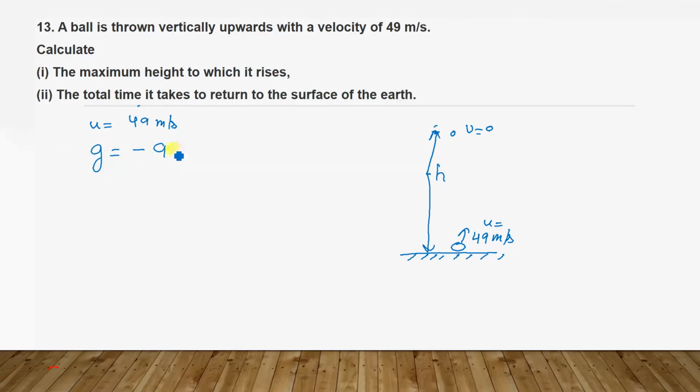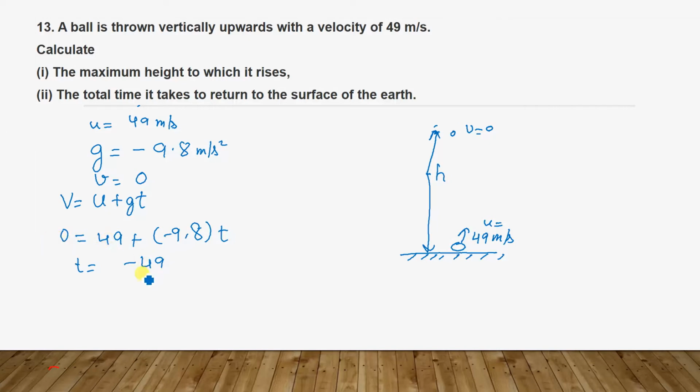So we are going to take g to be minus 9.8 meter per second square. Agree? u is given, g is given, and we have to calculate the maximum height, and v is 0 as we have seen in the diagram. So applying the first equation, it is, yes, v equals u plus gt. So let's apply the values. So u is 49 and g is minus 9.8, and we can calculate the t. So t comes out to be, this 49 goes to this side, minus 49, and here minus 9.8 times t.